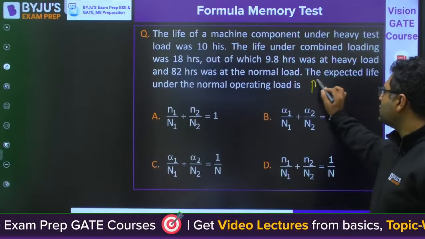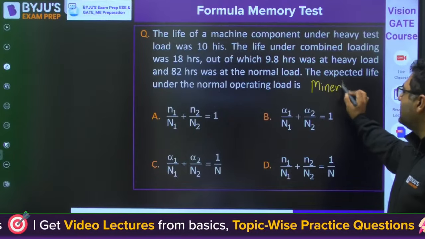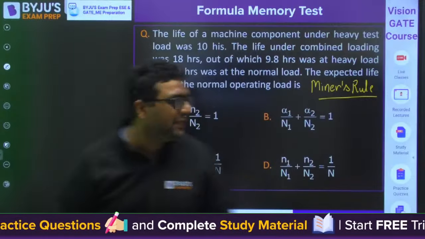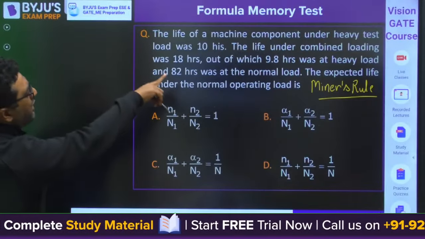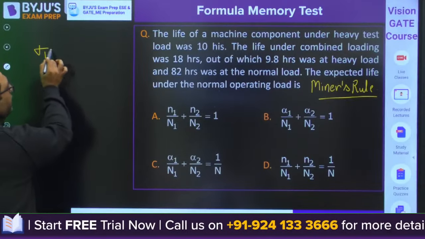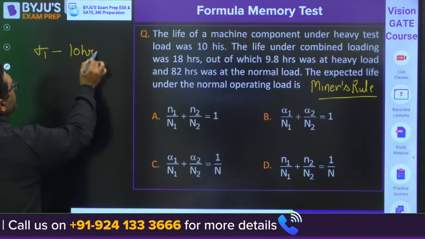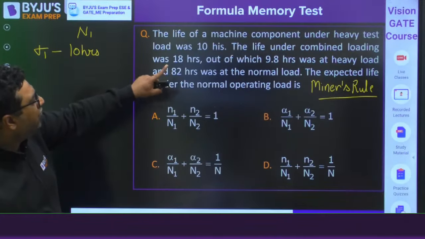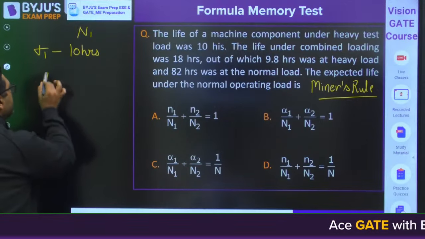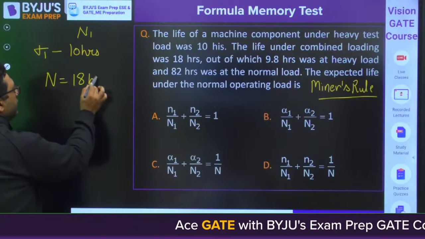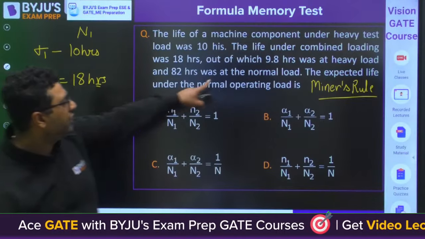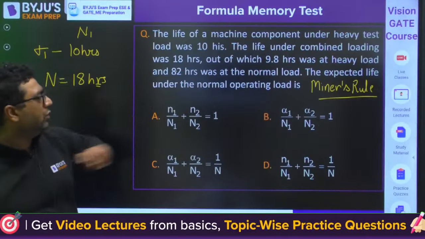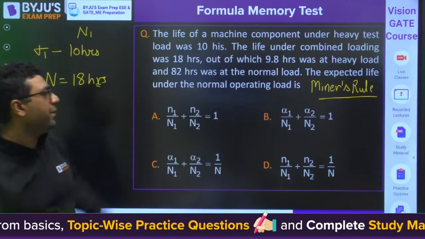This is Miner's rule, the cumulative fatigue loading chapter. So my dear, here he is saying that the life of a machine component under heavy load, let us say sigma 1 is the heavy load, is 10 hours. So you are given N1. And they are saying that the life under combined loading was 18 hours. Total life is given. Out of which 9.8 hours at heavy load, 8.2 hours at normal load. The expected life under the normal operating load?